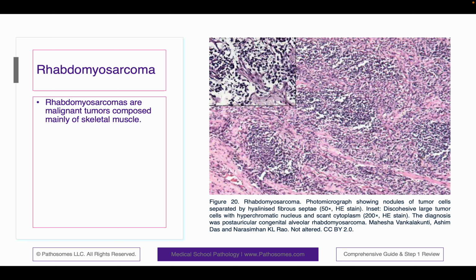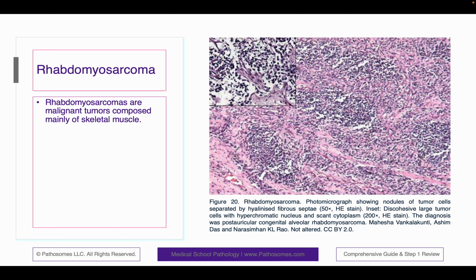Now, rhabdomyosarcoma. Rhabdomyosarcomas are malignant tumors composed mainly of skeletal muscle. To the right here, we have a photomicrograph showing nodules of tumor cells that are separated by hyalinized fibrous septae. Now note these discohesive large tumor cells with very dark blue nuclei and scant cytoplasm.